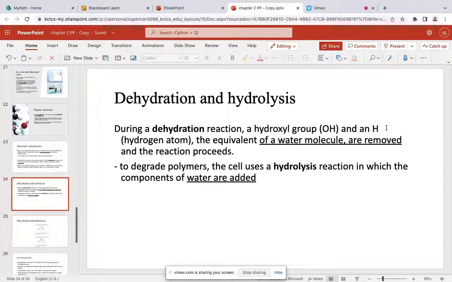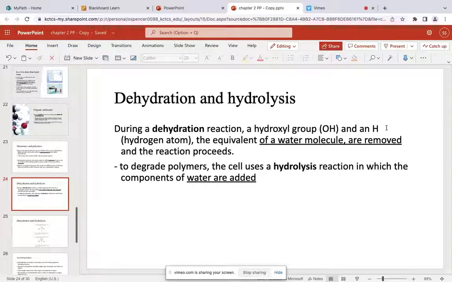So we talked about a monomer, but how does it become a polymer? Well, it's through something called a dehydration reaction. And a dehydration reaction, whenever you hear the word dehydrated, what do you think about? If you said loss of water, or if you said hardly any water, then you're correct. And during a dehydration reaction, you lose something called a hydroxyl group and a hydrogen atom.